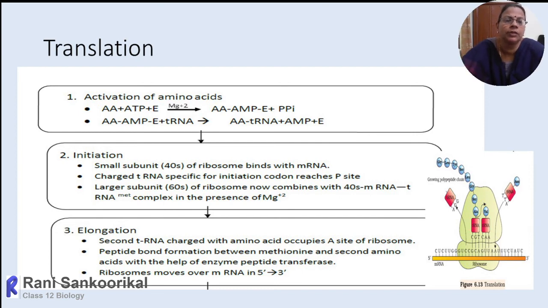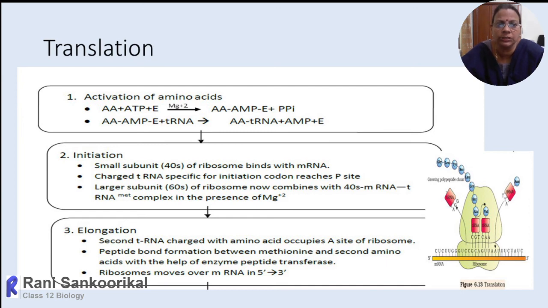summarize in this step. So the first step is activation of amino acid. Amino acid in the presence of ATP, in the presence of enzyme and magnesium, an amino acid AMP enzyme complex will be formed. That amino acid AMP enzyme complex binds with cognate tRNA, which carries the first amino acid. And they will form the amino acid tRNA complex. Plus enzyme will be removed, as well as the AMP also will be removed.